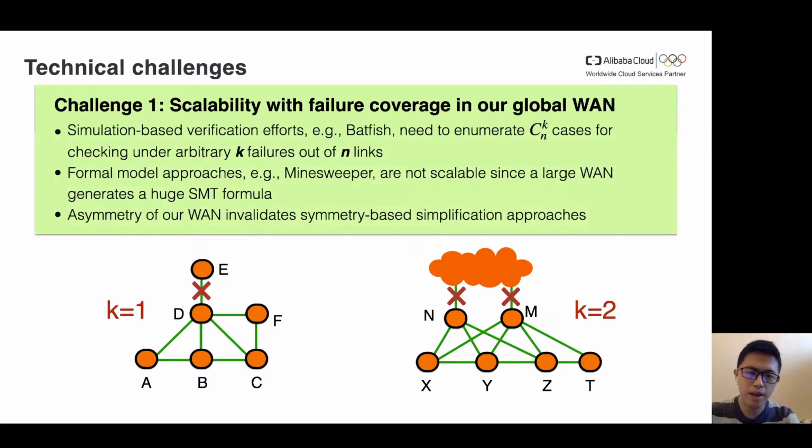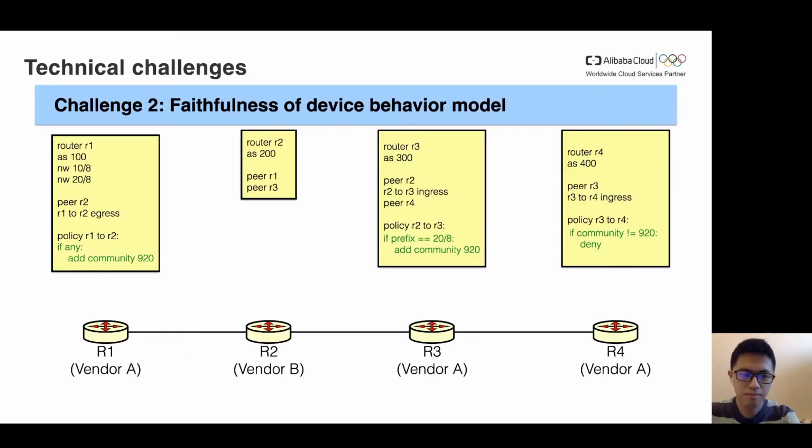However, reasoning about the k-failure property in our WAN is hard. First, existing simulation-based verification approaches like Batfish need to enumerate all possible cases, which has exponential complexity. Second, the state-of-the-art formal model verifiers like Minesweeper generate a huge SMT formula for a large-scale network. Solving such a huge formula is time-consuming. Finally, because our WAN is not symmetrical, the existing reduction and simplification approaches like Bonsai do not help either.